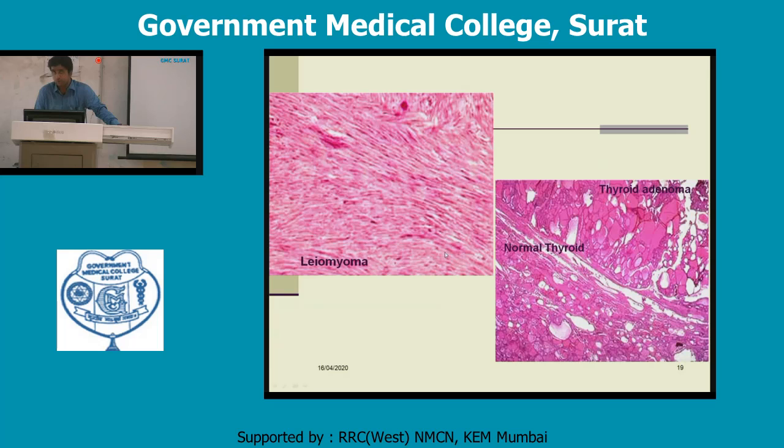Next slide is thyroid adenoma. In the upper portion, we can see the presence of thyroid adenoma, which is very well defined from the lower half, which is normal thyroid gland. So if surgically excised, chances of recurrence are very less. It is well defined. These both are benign lesions.